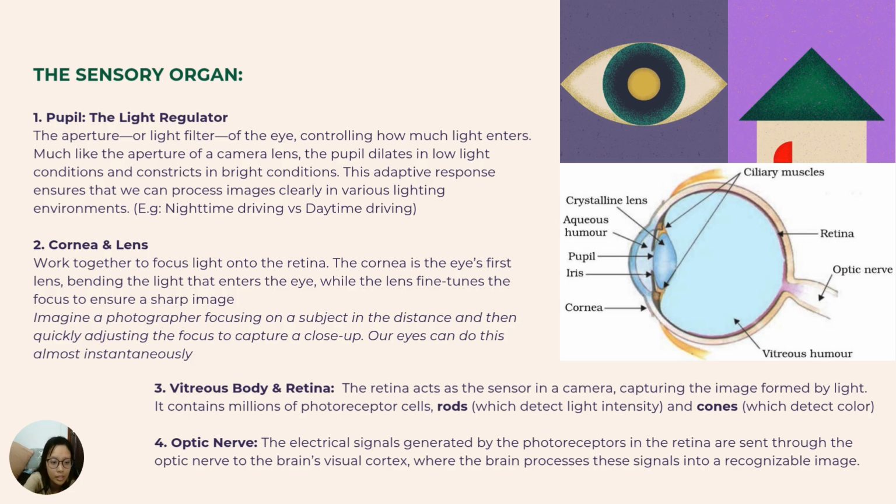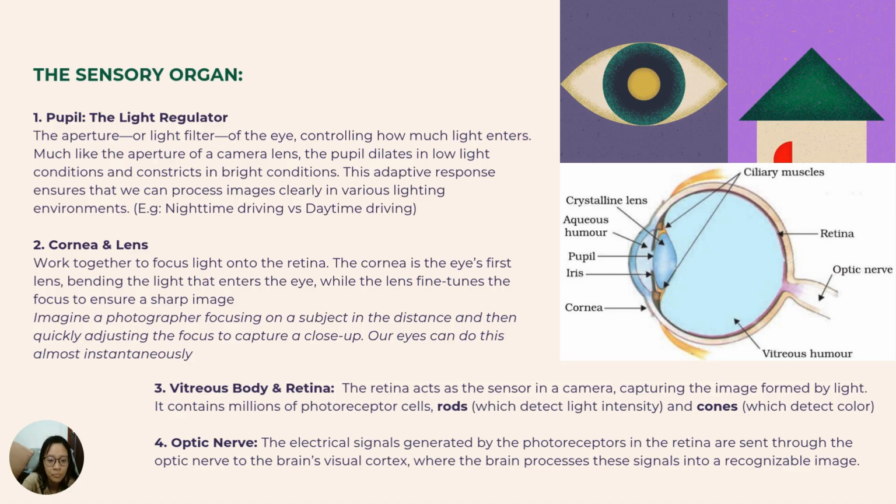And the cornea and the lens focus the light. The cornea and the lens work together to focus light onto the retina. The cornea is the eye's first lens, bending the light that enters the eye, while the lens fine-tunes the focus to ensure a sharp image. This system is similar to how a camera lens focuses light to capture a clear picture.